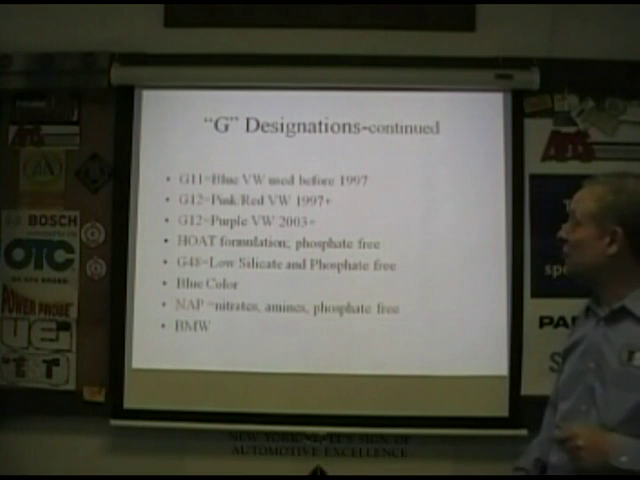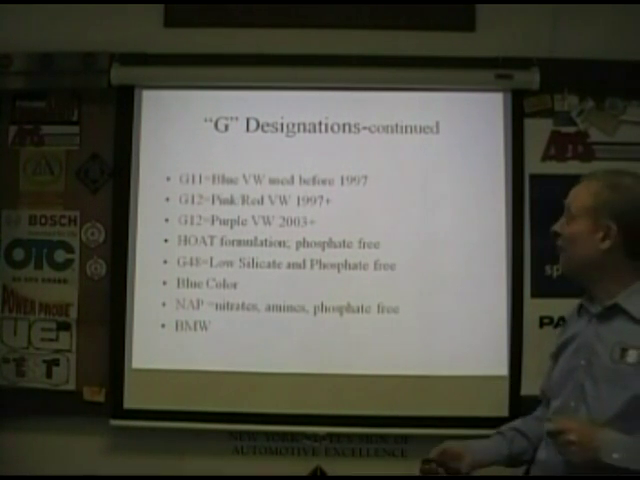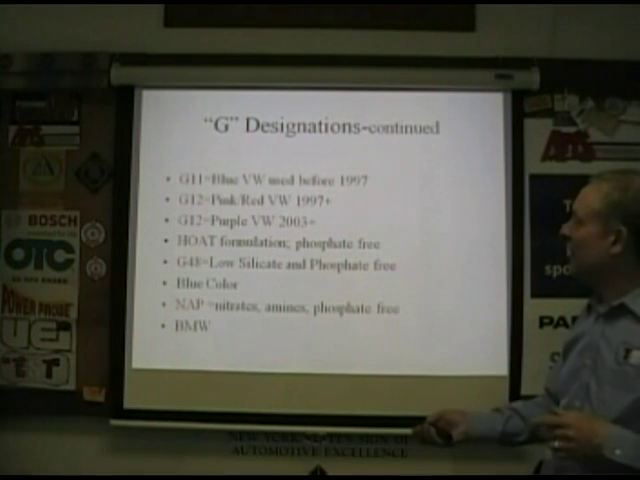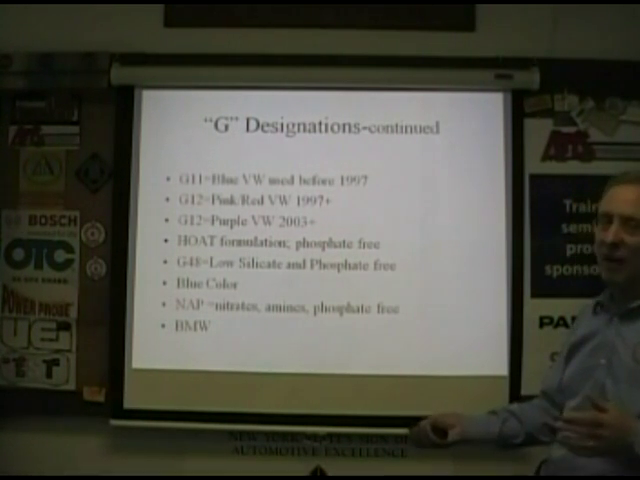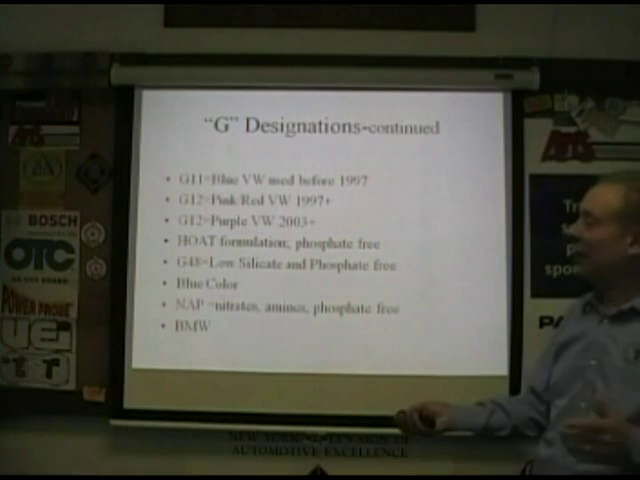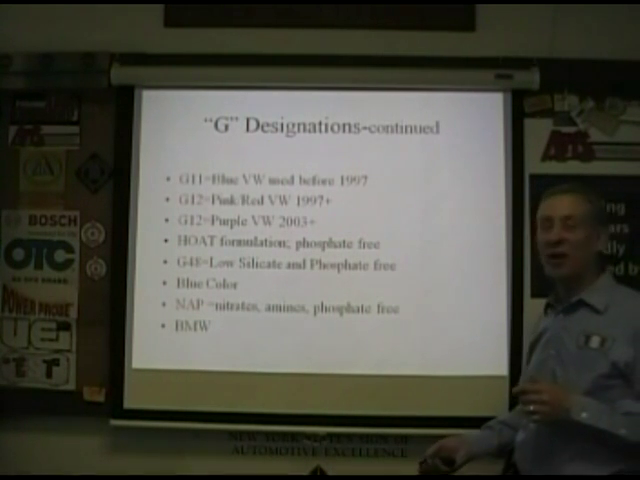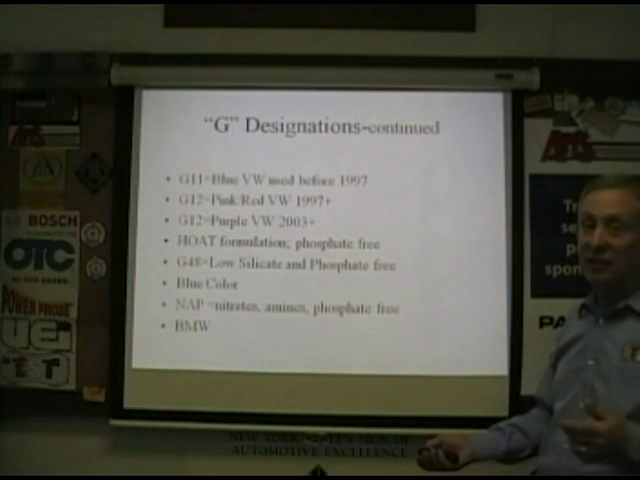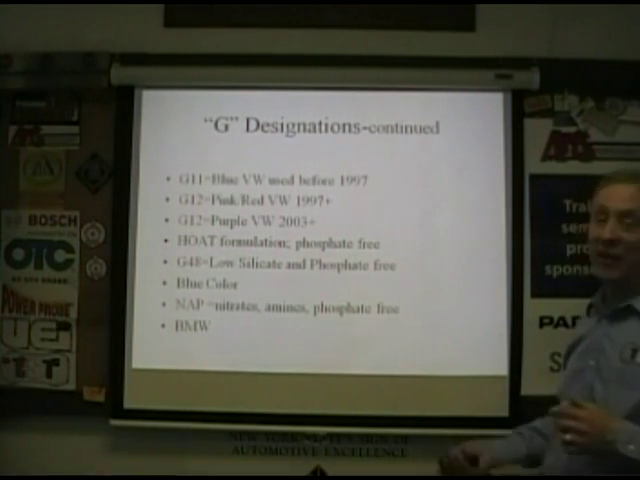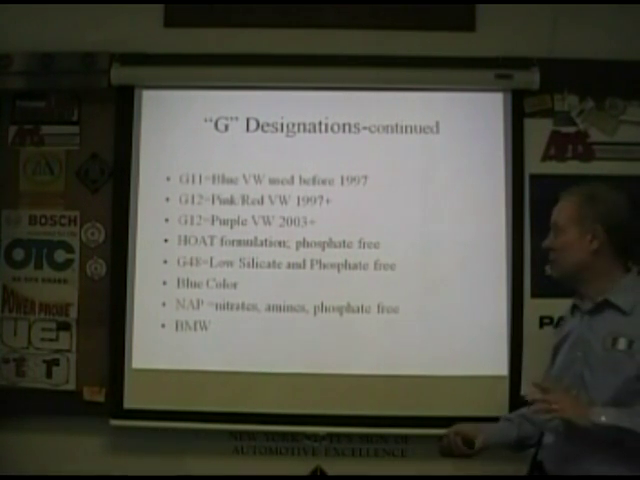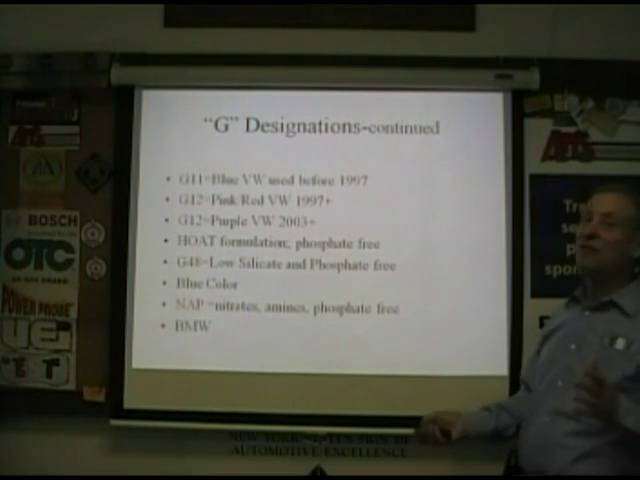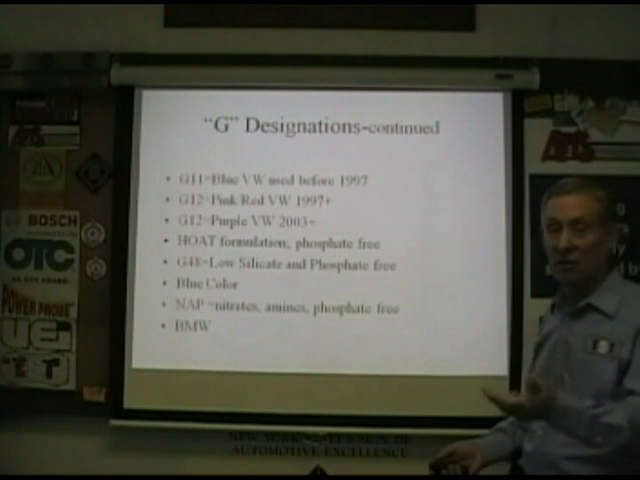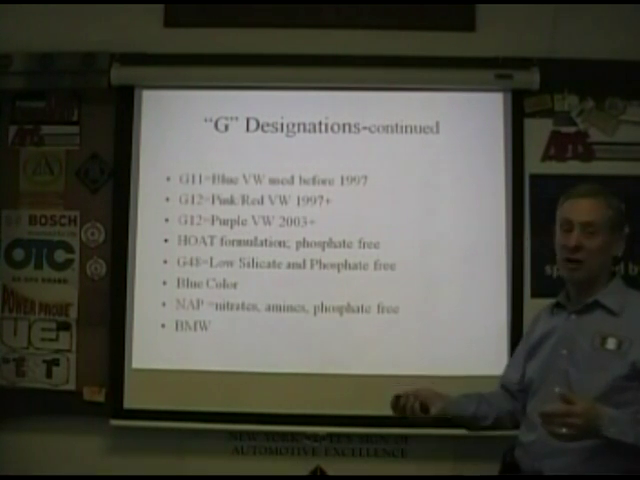More G designations. Again, there's a blue stuff that VW used a long time ago. Then they had pink. Then they have this, I call it red, but they call it purple. Okay, whatever. It's red. It looks red in the car when you mix water with it, okay? It's an HOAT. It's a hybrid. It's phosphate free. They have their own chemistry. A lot of times these manufacturers are using chemistry in their cylinder heads or their water pumps or their hoses or radiators. That's part of why you have to be careful here.